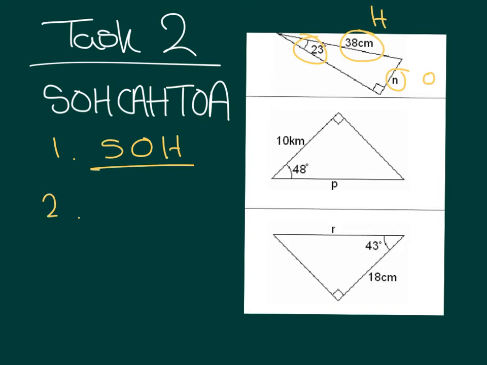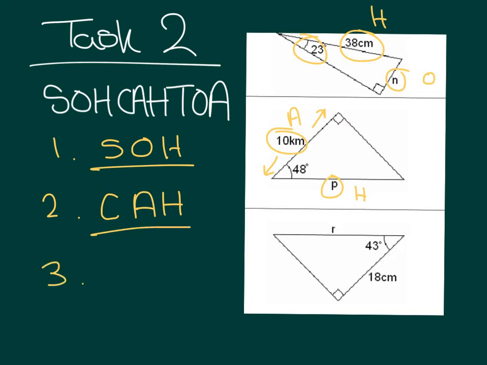Number 2, we've got our hypotenuse opposite the right angle, and this time we've got the adjacent in between the right angle and the angle in question. So we've got an A and an H. Now, which one out of SOH, CAH and TOA have an A and an H? It's CAH.